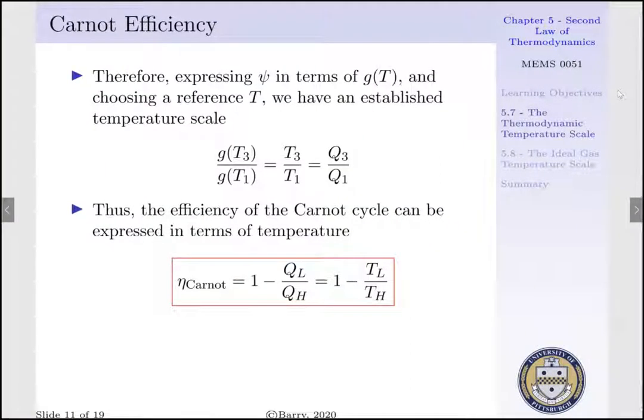Therefore, if we express psi in terms of our monotonic function g of t, and we choose our reference temperature, we can have a temperature scale. That is, g of t3 is equal to t3, as by definition of our monotonic function. And g of t1 would be equal to t1. And this quantity we said would be equal to q3 per q1. Therefore, the efficiency of our Carnot cycle can be expressed in terms of our temperature scale. The efficiency of our Carnot cycle, 1 minus QL per QH, can now be represented as 1 minus TL per TH.